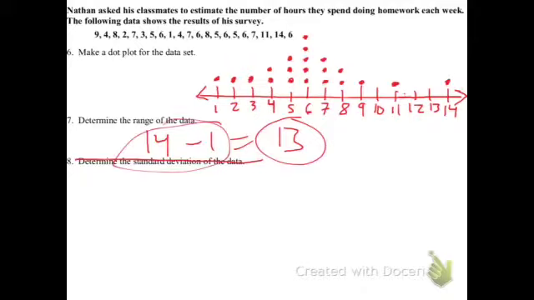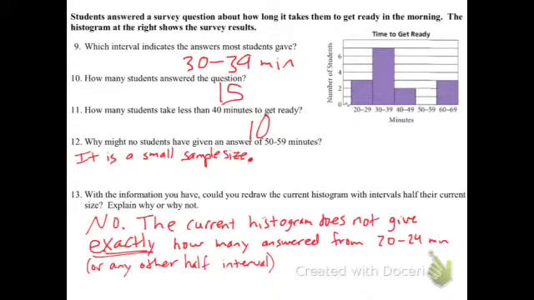The range of the data just goes from the highest number to the lowest one. So 14 minus 1 comes out to be 13, and you weren't supposed to get standard deviation. Moving on to the next part.